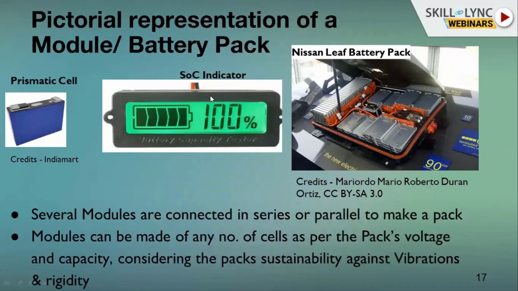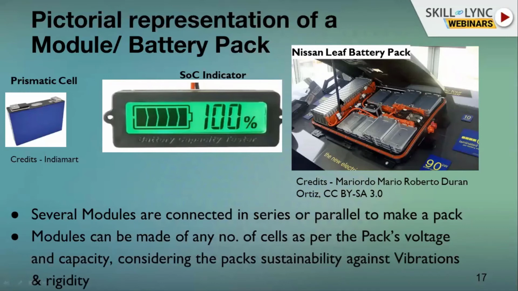This is an SOC indicator. SOC indicator is nothing but a fuel gauge. How you see in an IC engine vehicle, the amount of charge available in the battery pack, you can put a connector and you can monitor it on the dashboard directly. And this is one of the battery packs, which is all pouch cells.